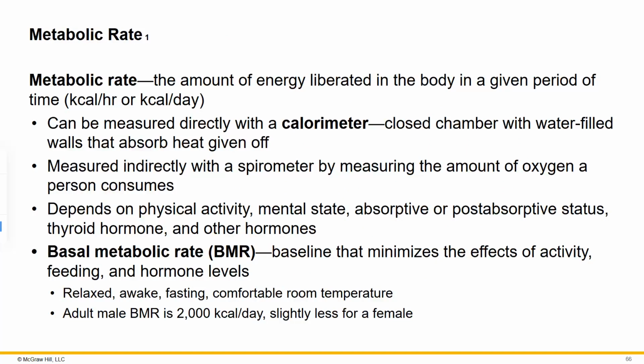The metabolic rate is the amount of energy liberated in the body in a given period of time. It can be measured directly with a calorimeter, a closed chamber with water-filled walls that absorb heat given off. It's measured indirectly with a spirometer by measuring the amount of oxygen a person consumes. It depends on physical activity, mental state, absorptive or post-absorptive status, thyroid hormone, and other hormones. The basal metabolic rate, or BMR, is the baseline that minimizes the effects of activity, feeding, and hormone levels. Relaxed, awake, fasting, and comfortable at room temperature, adult male BMR is 2,000 kilocalories per day and slightly less for a female.